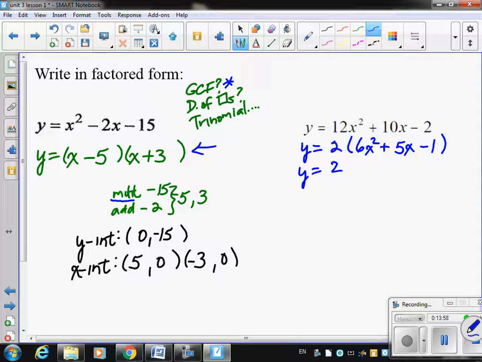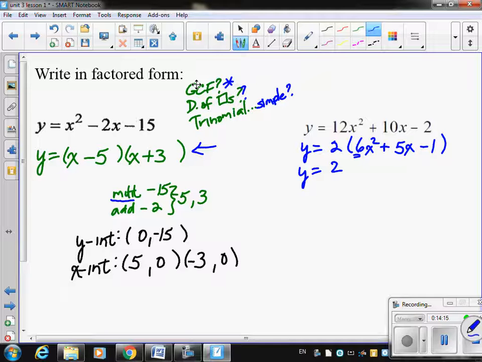So it is not a difference of squares. There's 3 terms. It's a trinomial. Is it a simple trinomial or one where I need to do decomposition? It has an ugly 6 here. I need to do decomposition. All right, fasten your seatbelts.